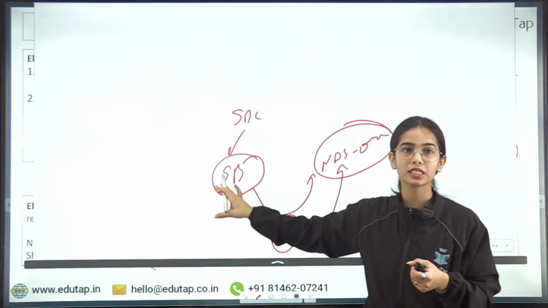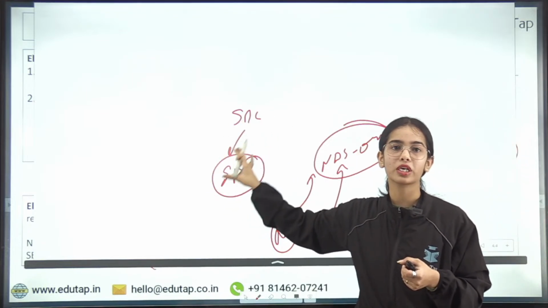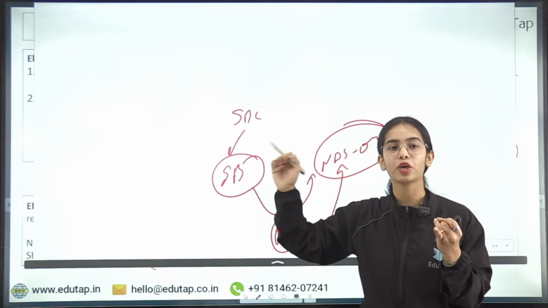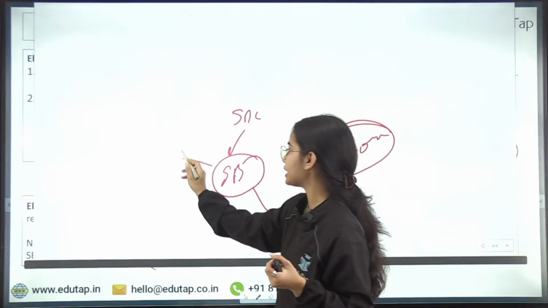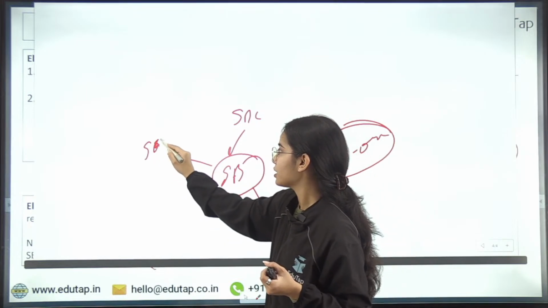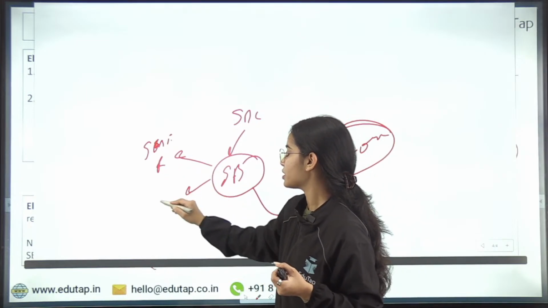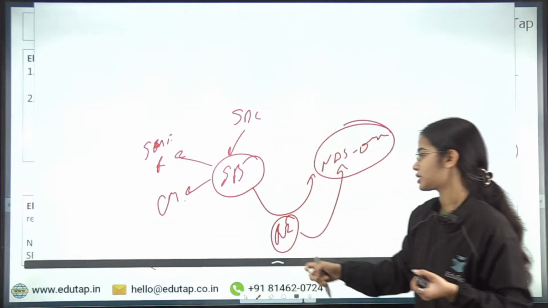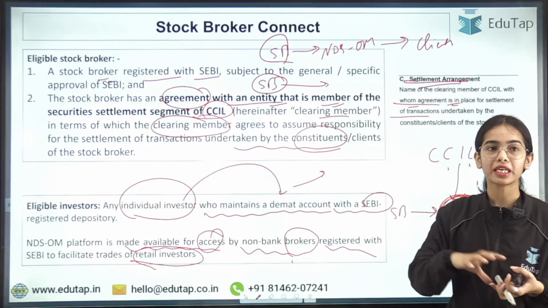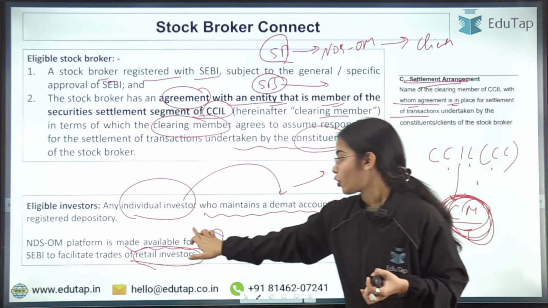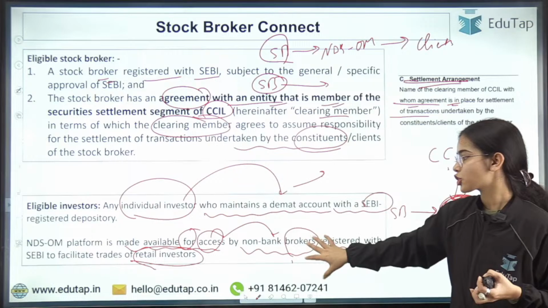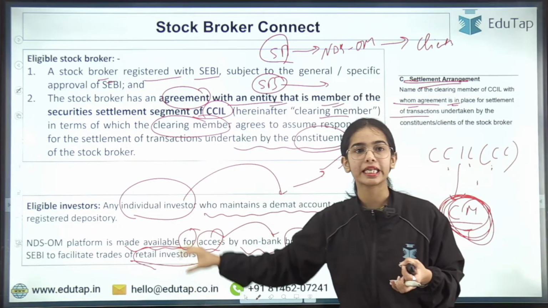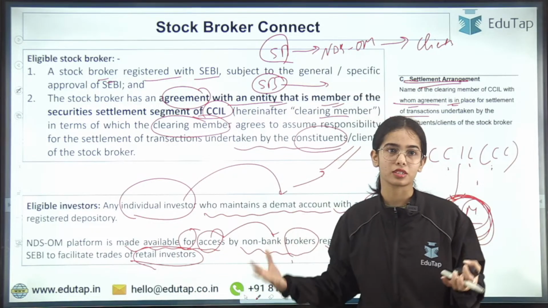Okay, now for this, the stockbroker needs to be eligible. Stockbrokers need to be registered with SEBI, as well as they need to have a settlement arrangement with the clearing member. So this is the idea. The NDS-OM platform is made available for access by non-bank stockbrokers, if they are eligible stockbrokers registered with SEBI, to facilitate the trade of retail investors. So this is the idea, okay?